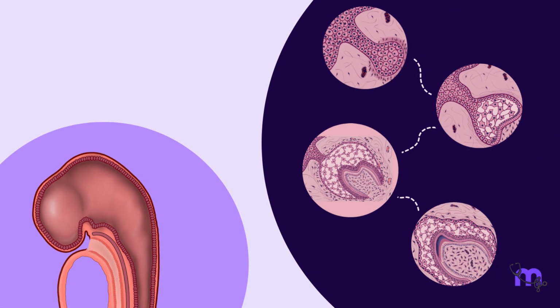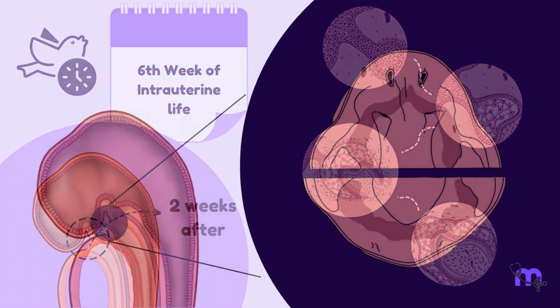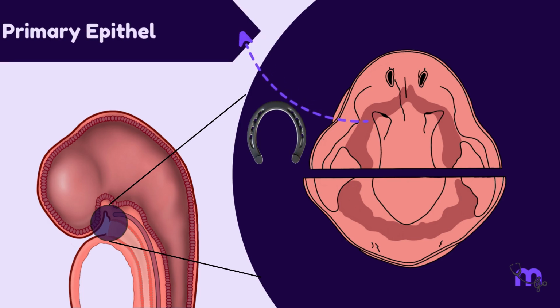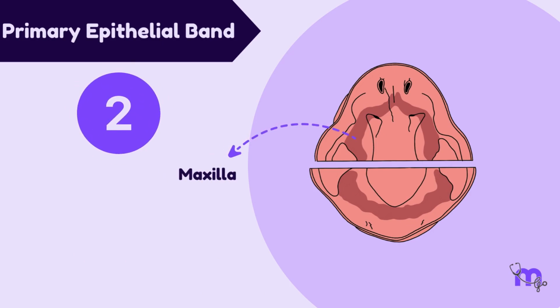What's fascinating about tooth development is its early onset, around the 6th week of embryonic development, just 2 to 3 weeks after the rupture of the buccopharyngeal membrane. Specific regions of the oral ectoderm exhibit accelerated proliferation compared to adjacent cells, leading to the formation of a horseshoe-shaped thickening called the primary epithelial band. Every individual has two primary epithelial bands, one representing the maxilla and the other representing the mandible.